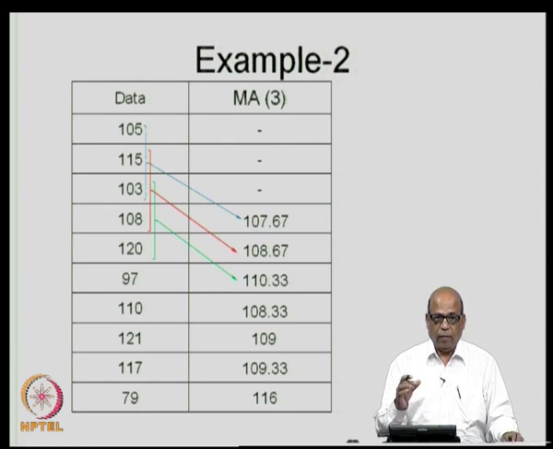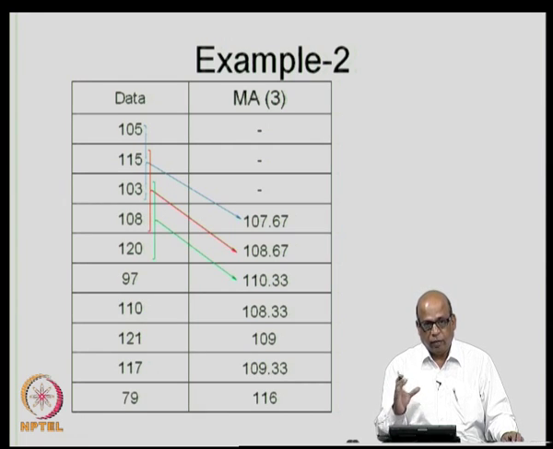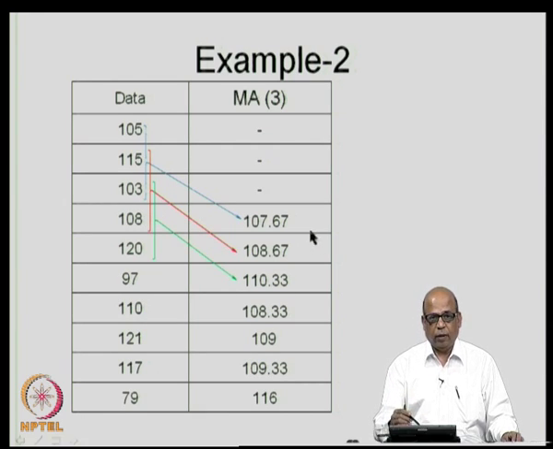So, every time we are using 3 previous values, for example 105, 115, 103, which are the previous values to this, and call it the forecast for that time period. So, this time window remains the same. Every time we take the previous 3 values, compute the average and call it the forecast.